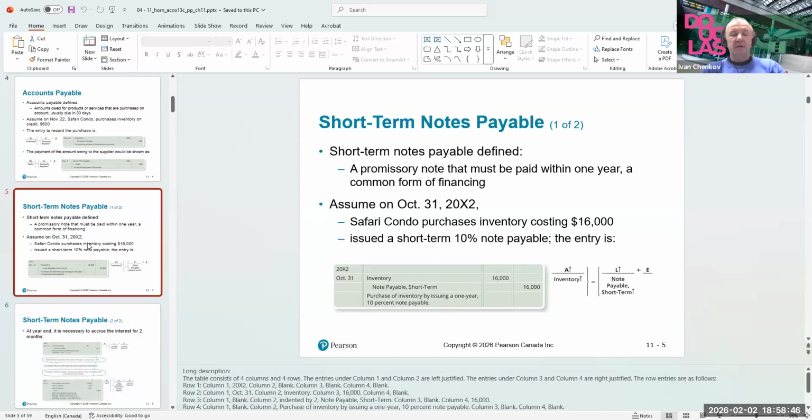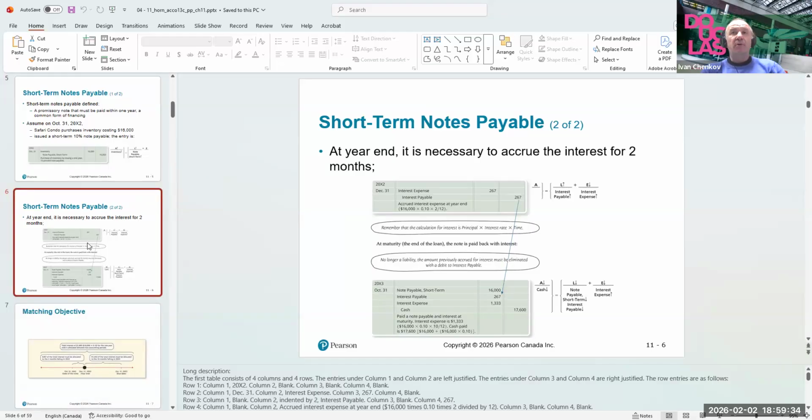Short-term notes payable is another form of liability. Short-term note payable is when we need the resources, when we borrow on the short term. But in this case, we're not borrowing, we're just paying for the inventory by signing a short-term note payable. Usually we use a note payable as a promise to pay when we borrow money, but here we use it as a promise to pay when we're purchasing assets, in this case, inventory. So at the time of the purchase, we get the inventory and we credit current liability with that short-term note payable.